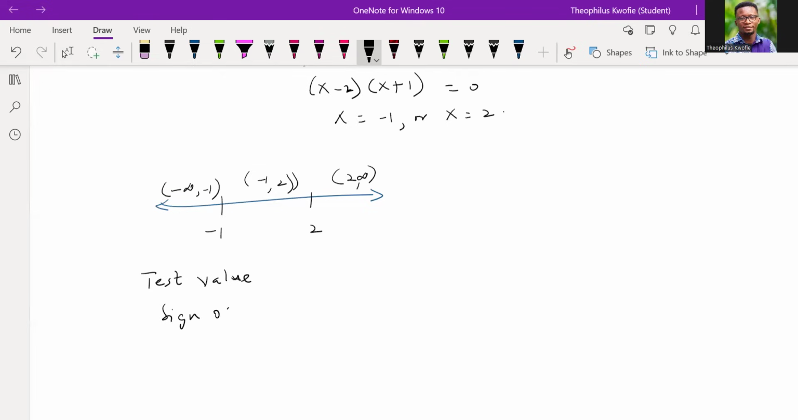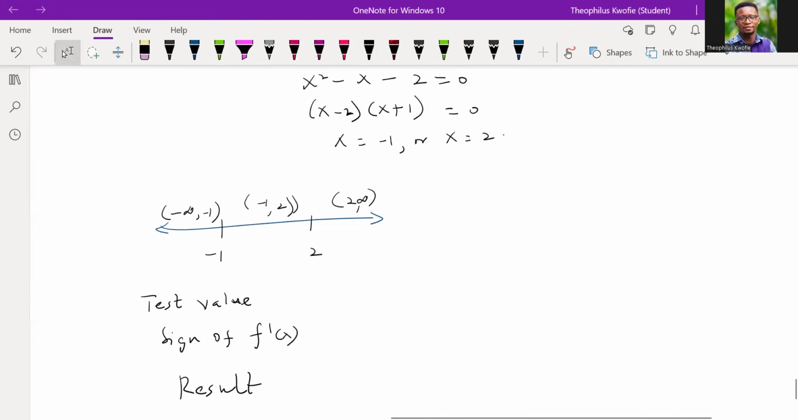Also look at the sign of f prime of x, and then maybe the result, how we can conclude on the result. So within the interval negative infinity to -1, what value do you want us to use? Maybe we can pick -2 from that range. Within this range, I want us to pick -2.